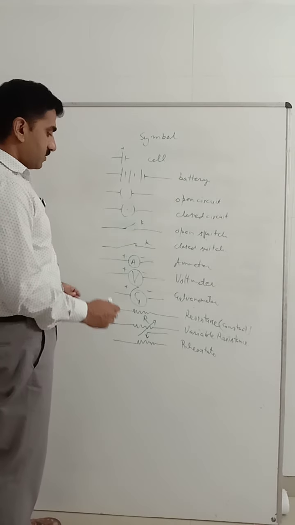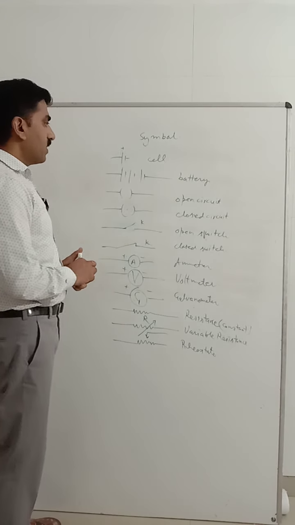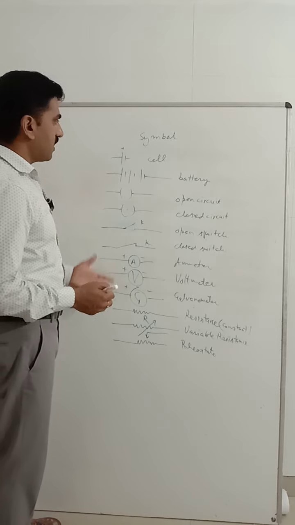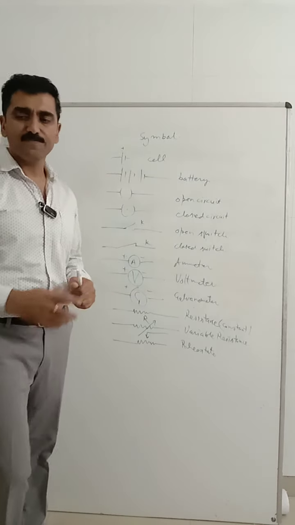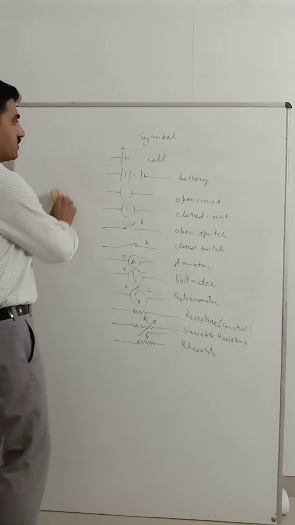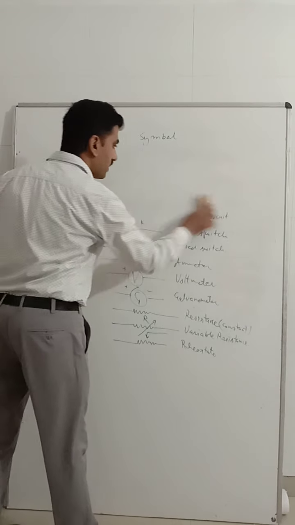Some more symbols if you want to know: connected wire and cross wire. This is enough. I think this is enough for 10th class. Let's go ahead with some more things.